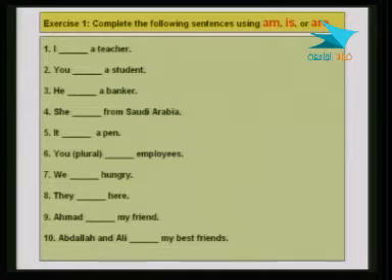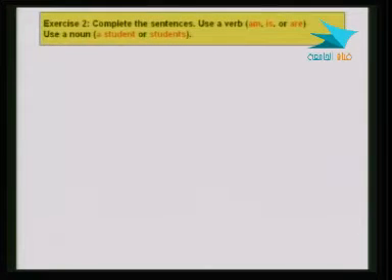All right, we have actually finished this exercise in lesson 7, and these are the answers. What we did here is we completed these sentences using the verb be: am, is, and are. Okay, and that's exercise number 1. Now let's do exercise number 2.